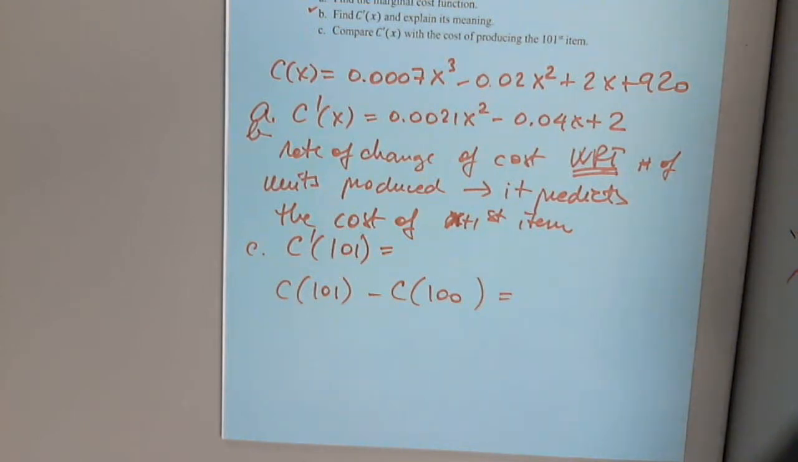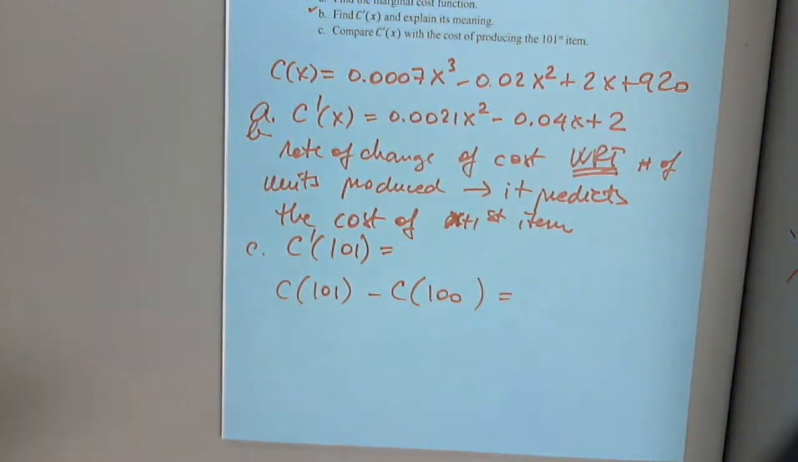So I would plug in the cost function in the calculator and the derivative and plug in what I need. So let's see, the cost is 0.0007x to the third, minus 0.02x squared, plus 2x, plus 920. And the derivative was 0.0021x squared, minus 0.04x, plus 2. And I go to the table, I have to reset this all the time. Okay, and I plug in 100, and I plug in 101. And I only take what I need.